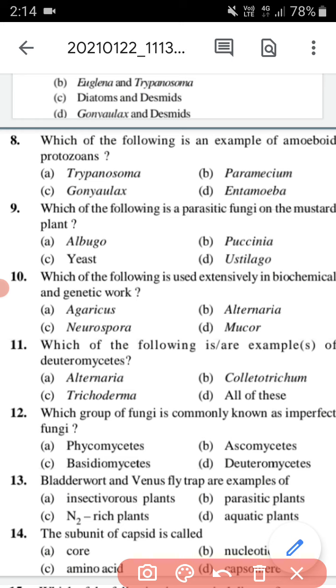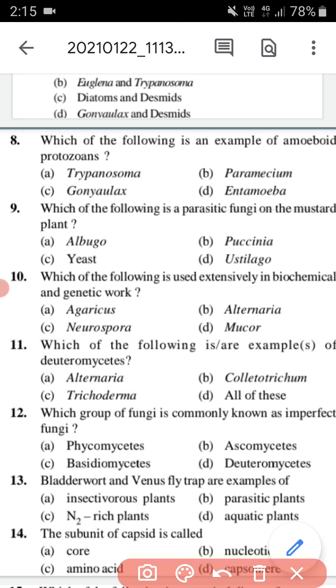Okay. Now we move to question number 9. Question number 9 is, which of the following is a parasitic fungi on mustard plant? And this is albugo. Okay, option A is correct. Now we move to question number 10. Question number 10 is, which of the following is used extensively in biochemical and genetic work? Four options are given. First is agaricus, alternaria, neurospora, or mucor. So the correct option is neurospora. Okay, this is mainly used in genetic work.